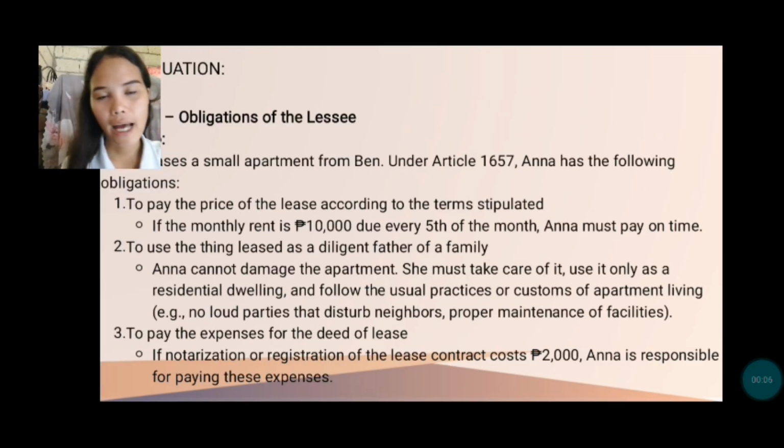Scenario. Anna leases a small apartment from Ben. Under Article 1657, Anna has the following obligations.